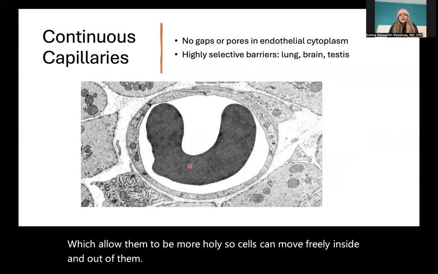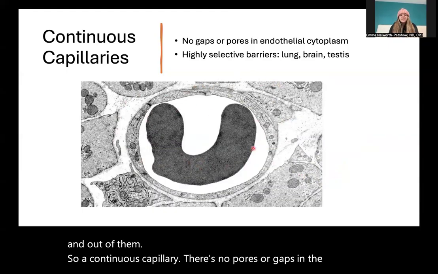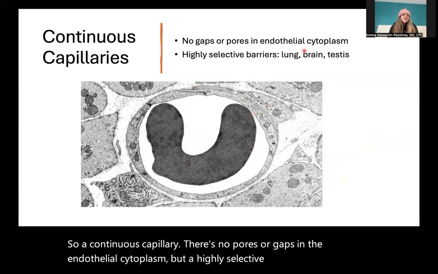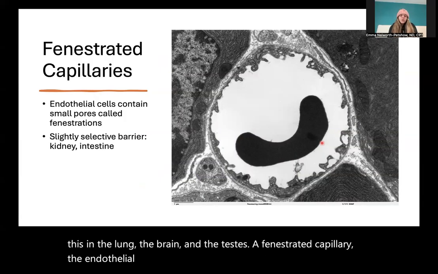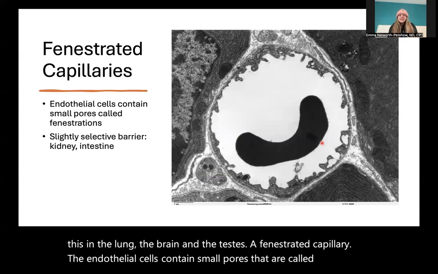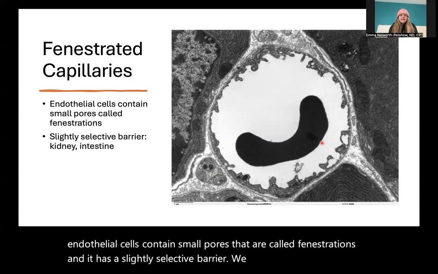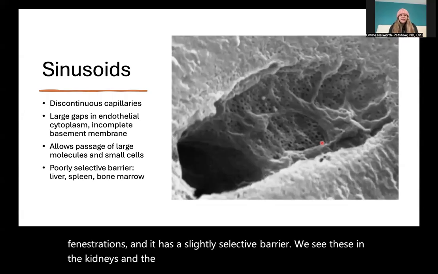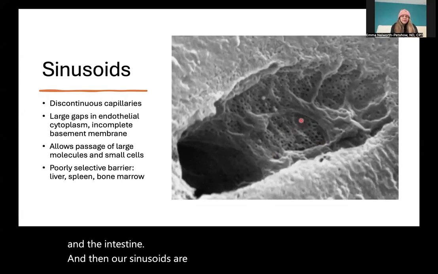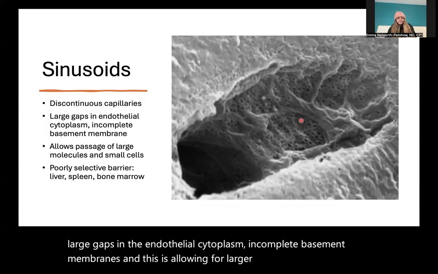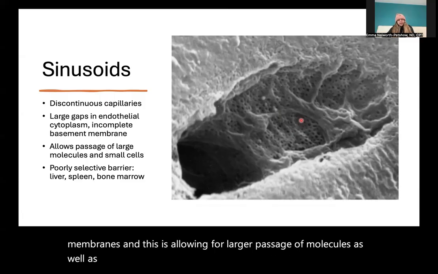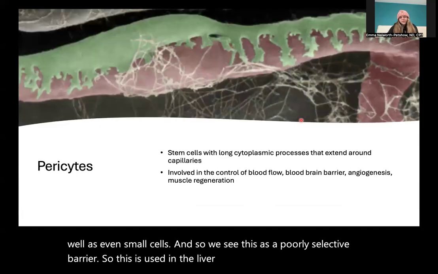So a continuous capillary has no pores or gaps in the endothelial cytoplasm, but is a highly selective barrier, and we see this in the lung, the brain, and the testes. In a fenestrated capillary, the endothelial cells contain small pores that are called fenestrations, and it has a slightly selective barrier. We see these in the kidneys and the intestine. And then our sinusoids are really discontinuous capillaries. There are large gaps in the endothelial cytoplasm and incomplete basement membranes, and this allows for larger passage of molecules as well as even small cells. And so we see this as a poorly selective barrier. So this is used in the liver, the spleen, and bone marrow.